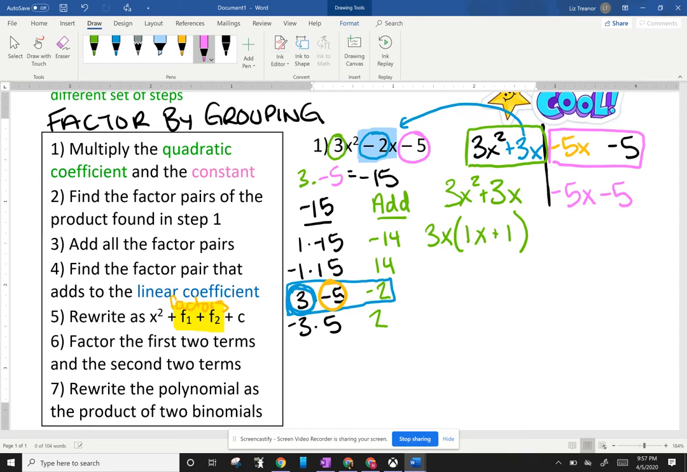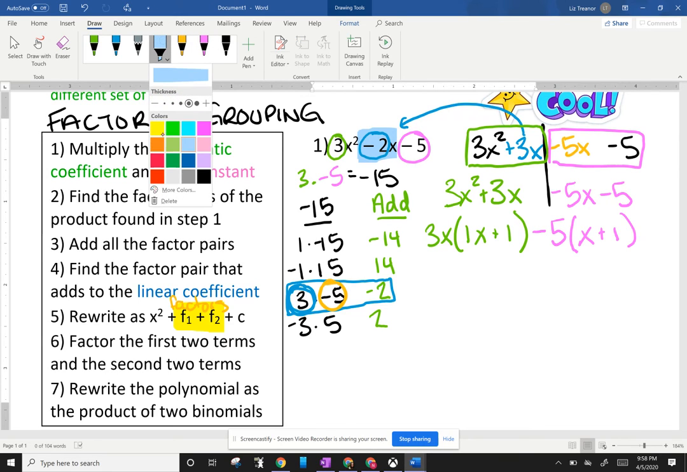We're going to do the same thing with the second 2 terms, -5x minus 5. In this case, both terms have a -5, but they do not both have an x. So we're only going to factor out the -5. And -5 times x will bring us back to negative 5x, and negative 5 times positive 1 will bring us back to negative 5.